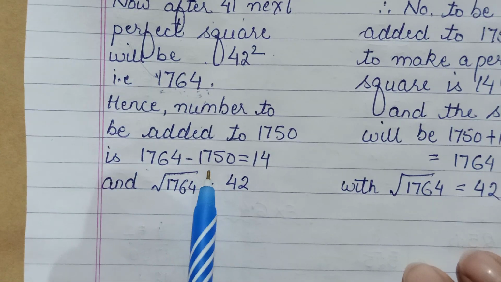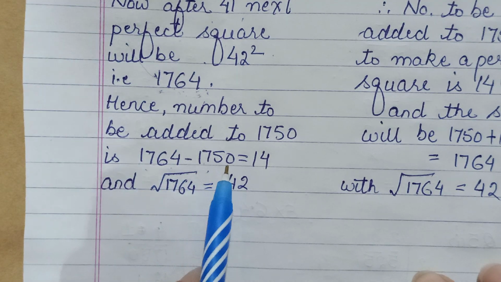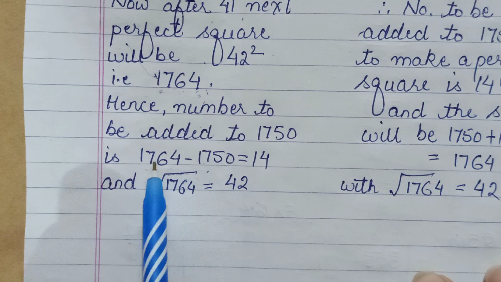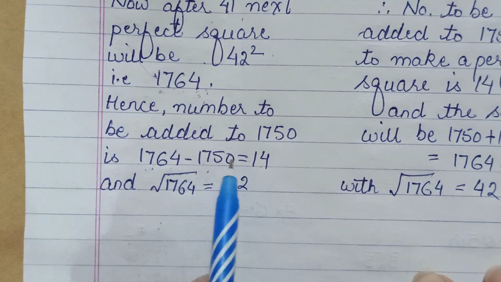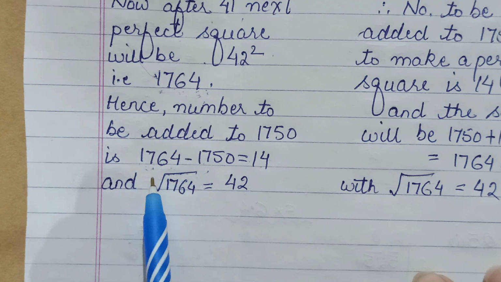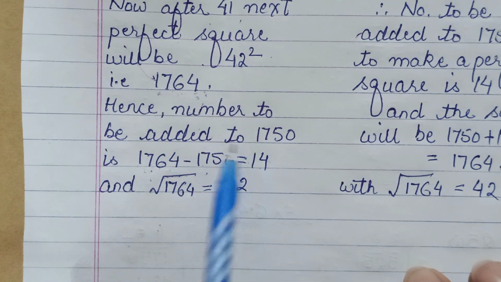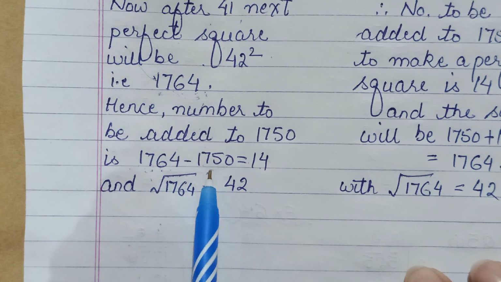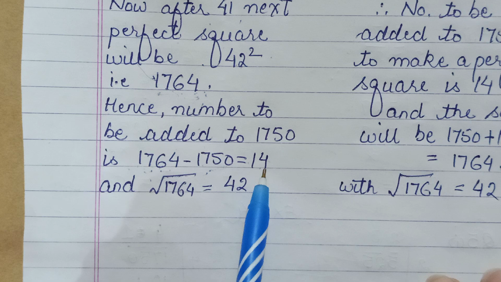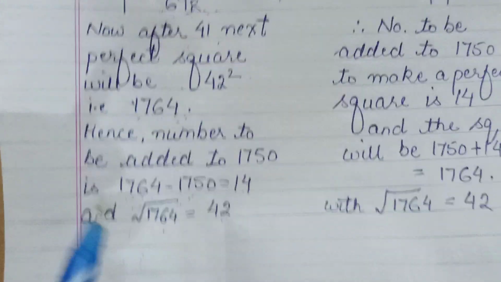The difference कितना कम रह गया है. 1764 perfect square था, 1750 हमारे पास already है. So finding the difference, 14. तो 14 has to be added so that you get a perfect square. So we would say hence the number to be added to this will be, इन दोनों को minus कर दो, perfect square minus जो given number था. 14 has to be added and under root of this would be 42 जो next perfect square होगा.